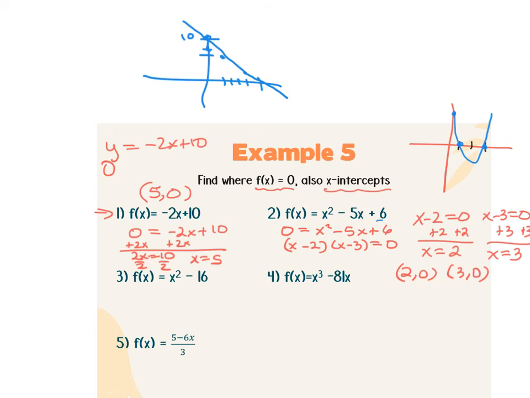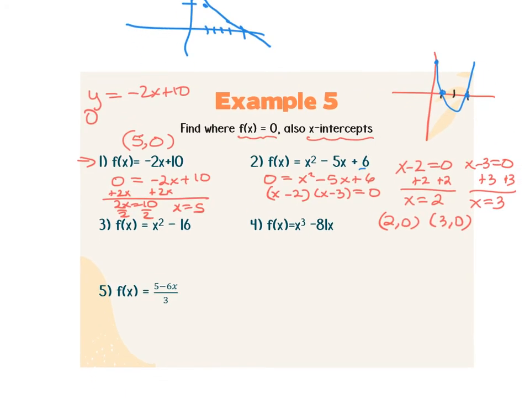So this is finding intercepts by plugging in 0. Let's try the next one. Again, set f of x equal to 0.